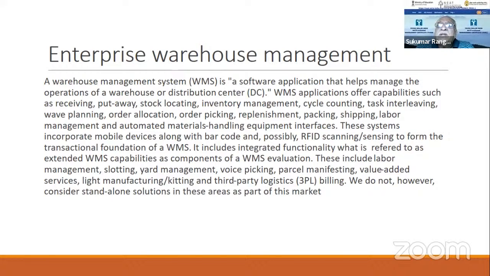Warehouse management system or WMS applications offer capabilities such as receiving the goods, putting them away, locating the stock, managing the inventory, cycle counting, the movement. Cycle means movement of material. Some is going, some is coming. And you heard of first in, first out, all those kind of things. Obviously, these are very important to maintain the stocks. Task interleaving, wave planning, these are terminologies which are used within the warehouse management systems. Order allocation, order picking, replenishment, packaging, shipping, and management. In doing all this, you have labor, so managing the labor and automated material handling equipment interfaces.